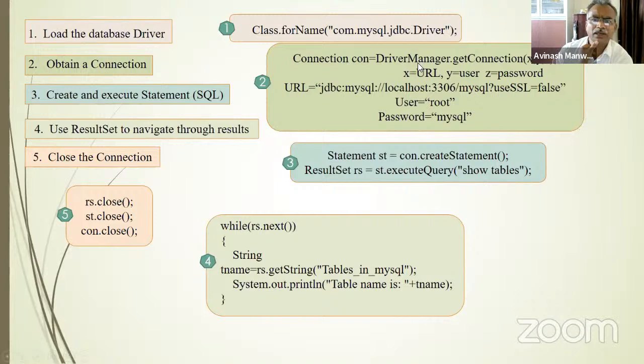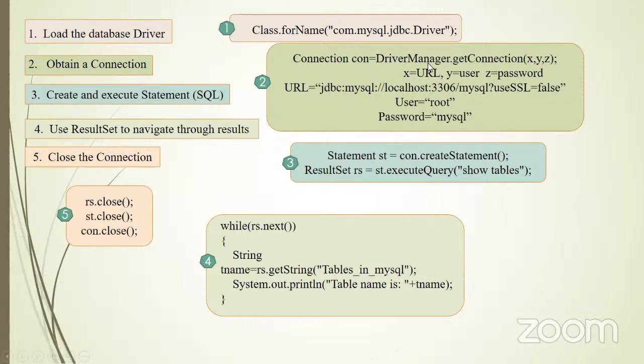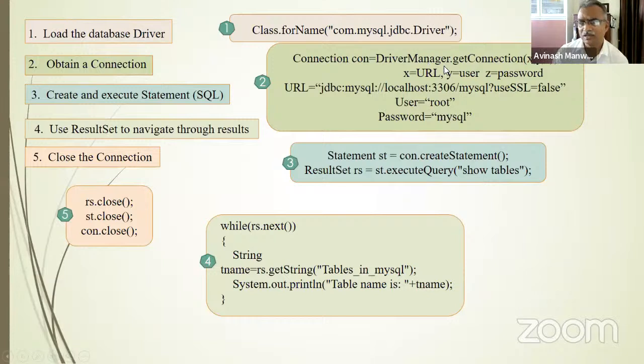So how will you make the connection? For that, the getConnection method is there. This getConnection method belongs to the DriverManager class. All these classes and interfaces belong to java.sql, that means the JDBC API. So you have to use that method to make the connection. Now this method will require 3 parameters.